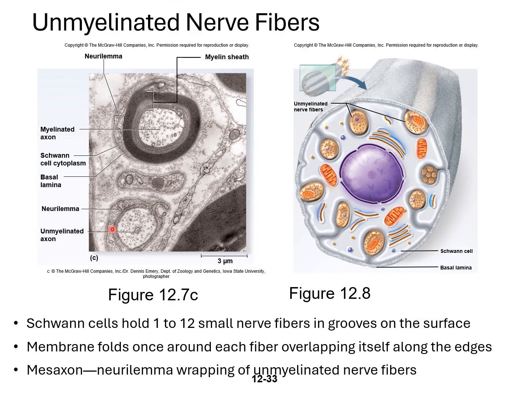So a Schwann cell: 1 to 12 small nerve fibers in grooves on the surface, the membrane folds once around, keeps wrapping around, and you can see this is myelinated versus an unmyelinated nerve fiber right there, unmyelinated.